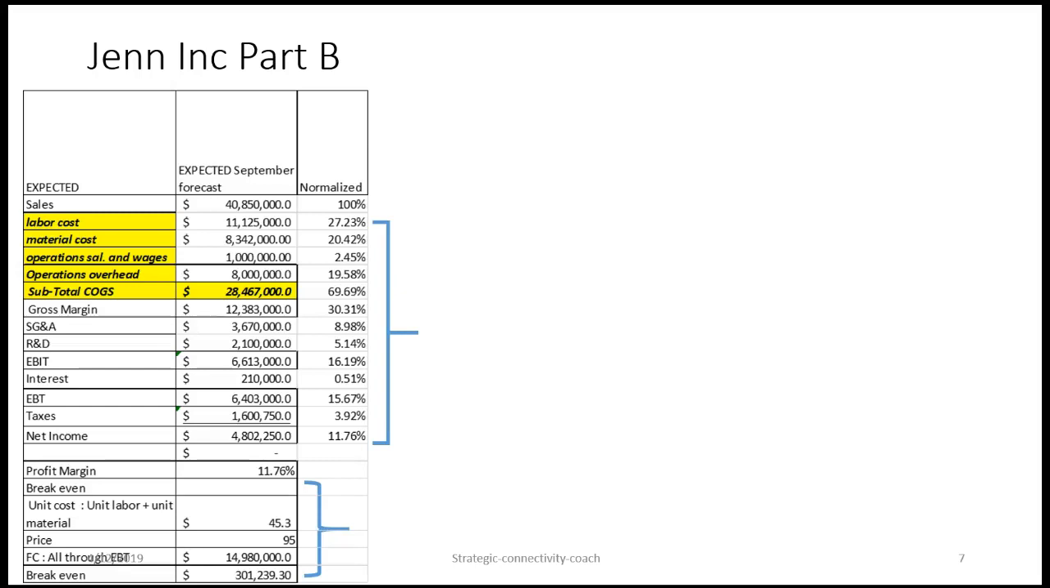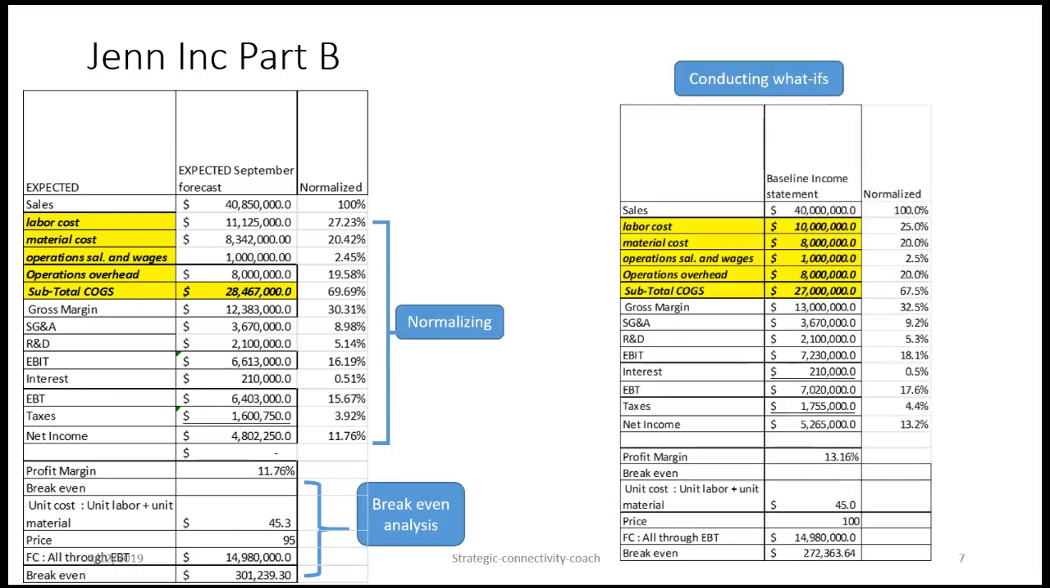Now, we also started to apply the normalizing, or common sizing, of the income statement over here. We also did the break-even analysis. We did some what-ifs to see what happens if the sales are up or down, or cost is up or down. And it is really, really important for financial analysis to be able to do what-ifs.